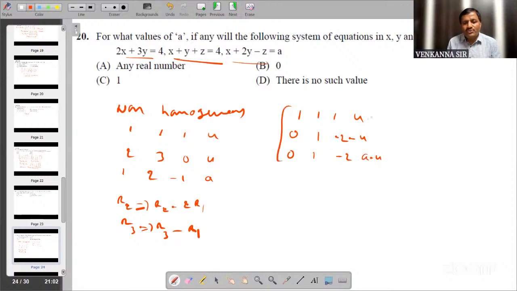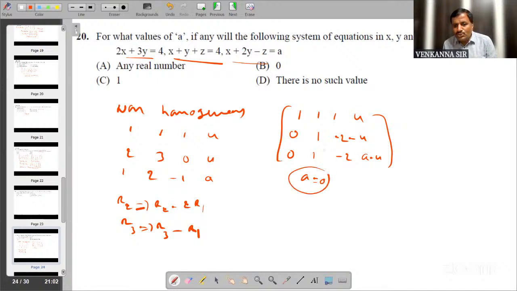A minus 4. See here: 1, 1, 1, 4; 0, 1, minus 2, minus 4; 0, 1, minus 2, A minus 4. So what the question is asking: for what value of a does the system have a solution? See, if you put a equal to 0, what happens here?